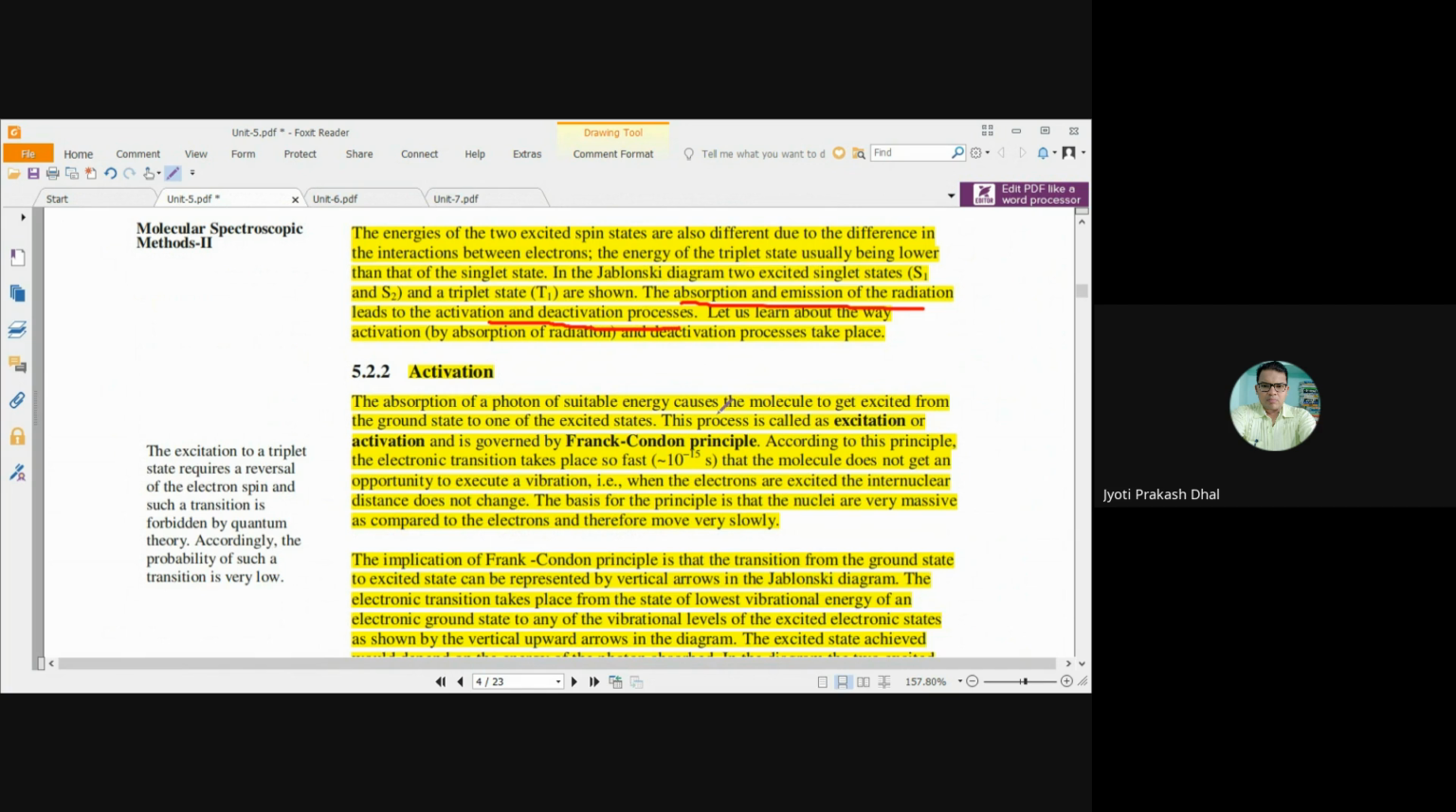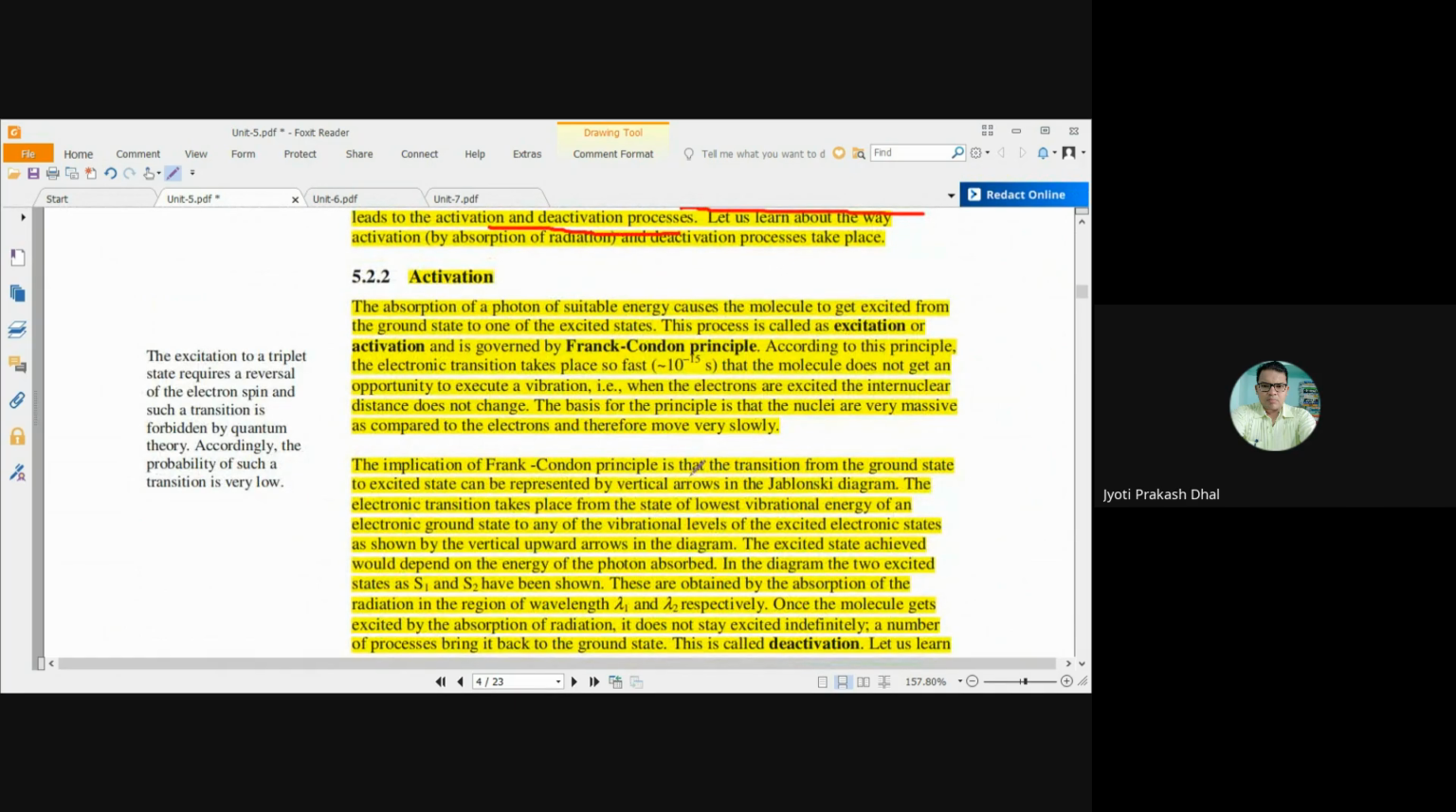If the molecule undergoes absorption, that is the process of activation, and if it emits energy, that is called a deactivation process. So absorption of energy leads to activation, and emission of energy leads to deactivation. Now let us learn about the activation and deactivation processes. Here we will discuss the different activation and deactivation processes.